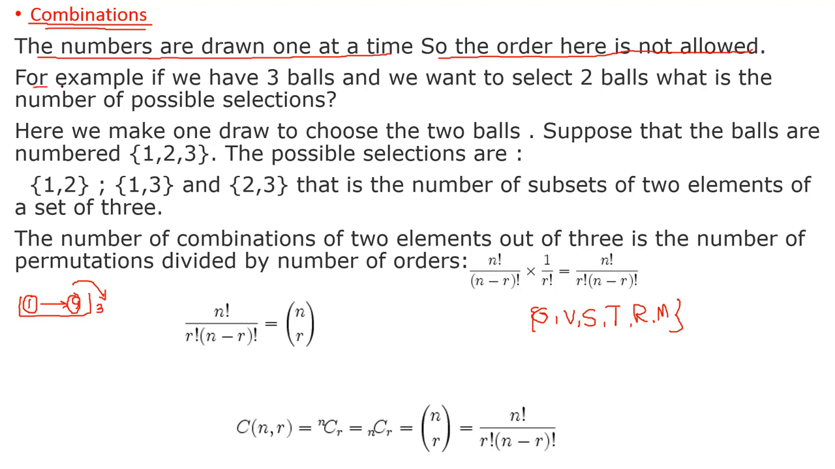For example, if we have three balls and we want to select two balls, what is the number of possible selections? Suppose the balls are numbered 1, 2, 3. I need to choose the two balls at one time. I can choose 1, 2, and 2, 1 is the same, 1, 2, 1, 3, and 2, 3. That is the number of subsets of two elements of a set of three elements. So here I use combination. The order is not important. So I choose them all at one time.